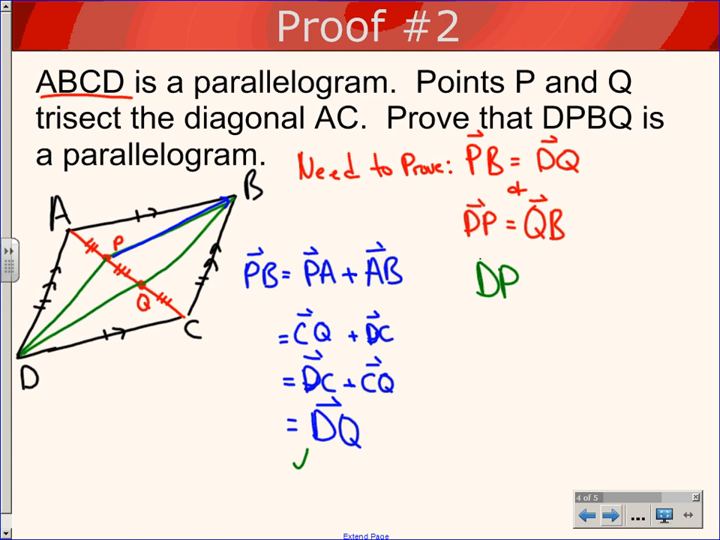We're going to start with vector DP, and I want to change it into QB. So see if you can do this one. Pause the video if you want to, see if you can produce this one without me showing you yet. Vector DP, I'm going to change into vector DA plus vector AP. And then I'm going to replace some equal vectors. DA is the same as CB, and AP is the same as QC.